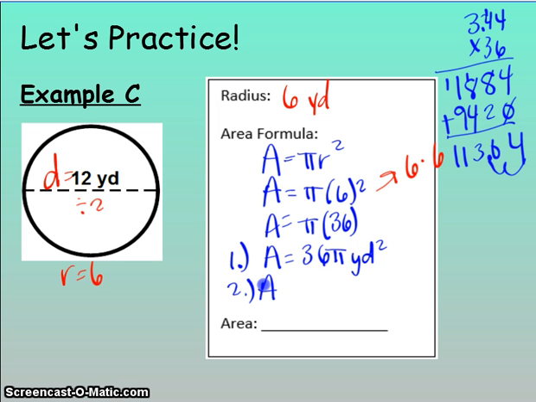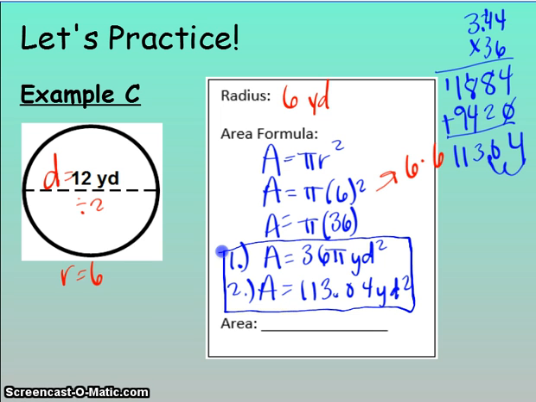So your second answer, the actual answer is 113.04 yards squared. All right, remember, 2 answers all day today. 1 in terms of pi, 1 written out after you've multiplied it by pi.